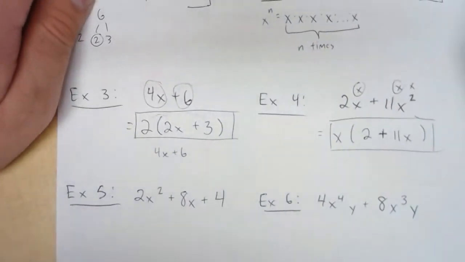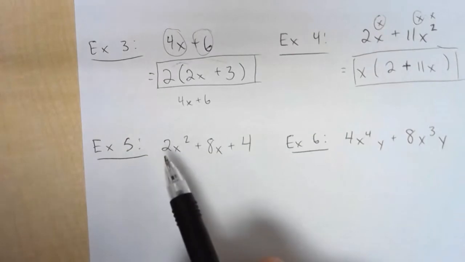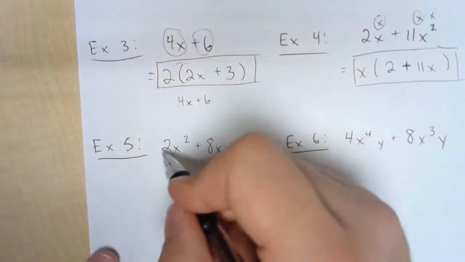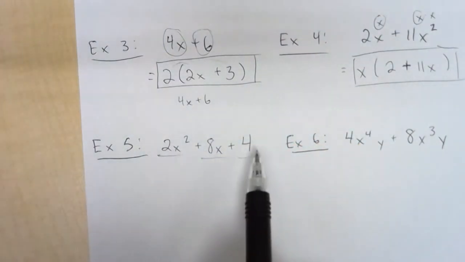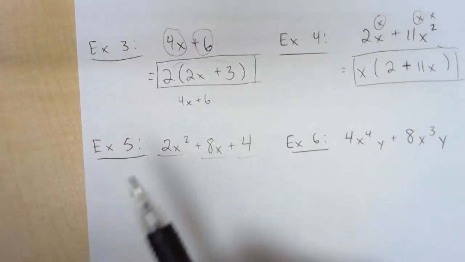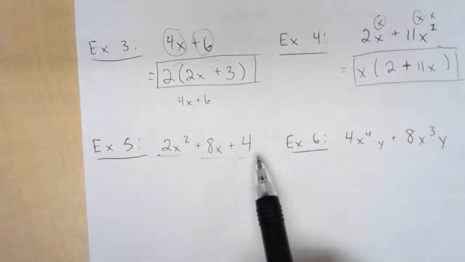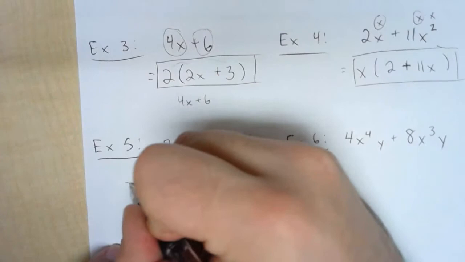Okay, let's look at example 5. So I'm looking at numbers. I see 2x squared plus 8x plus 4, so we've got 3 individual terms. I don't have x's in all of them, so it's not going to be like example 2 or 4 where we have x's in all of them. But I do see a common number we can divide 2 and 8 and 4 by, and that's 2. So our GCF is just going to be 2.